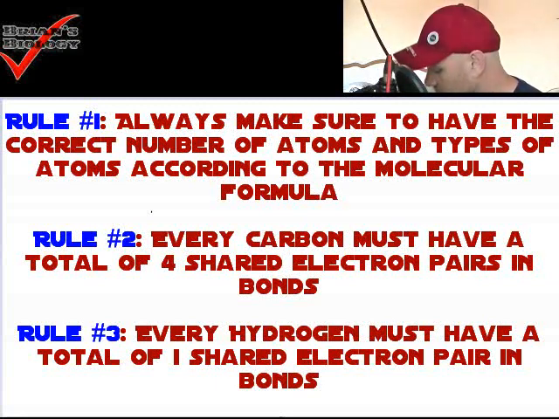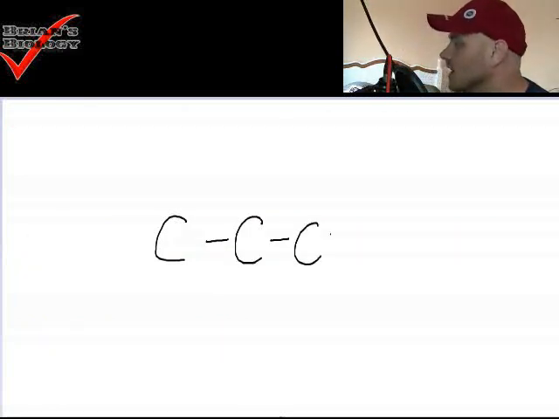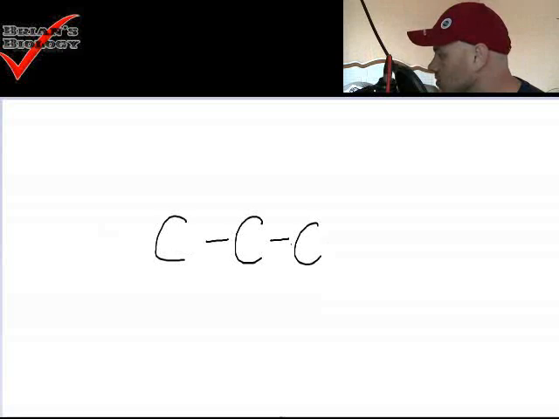Now, we're talking about carbon-based molecules, so we need to make sure we start with carbons, and I've got 3 of those. And I've chosen to draw my 3 in a straight line. And this is what a linear molecule is. It is a molecule with carbons lined up in a straight line like this. Okay, we can call this carbon 1, carbon 2, and carbon 3.